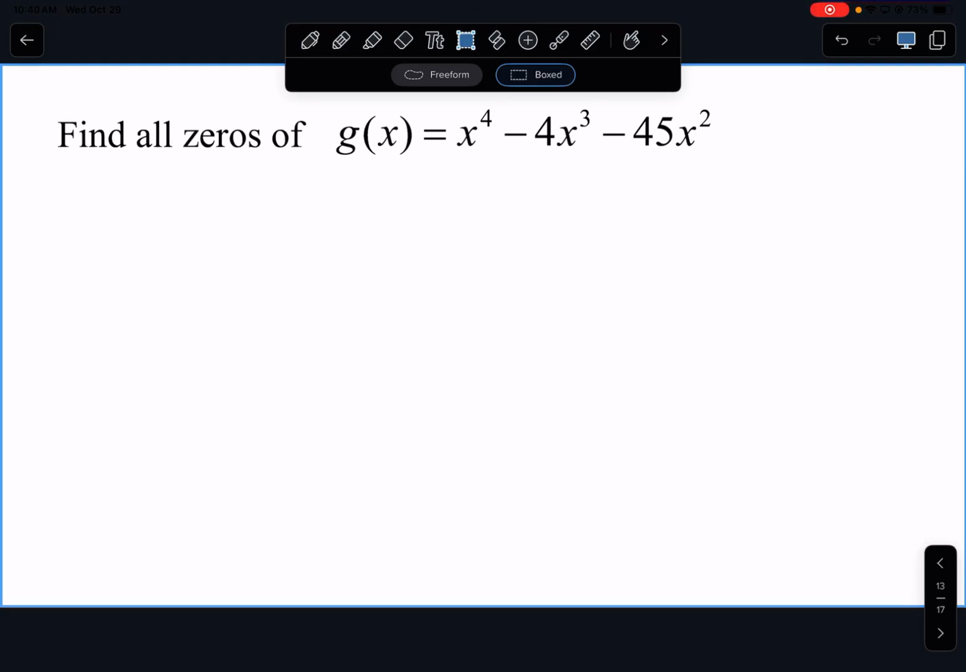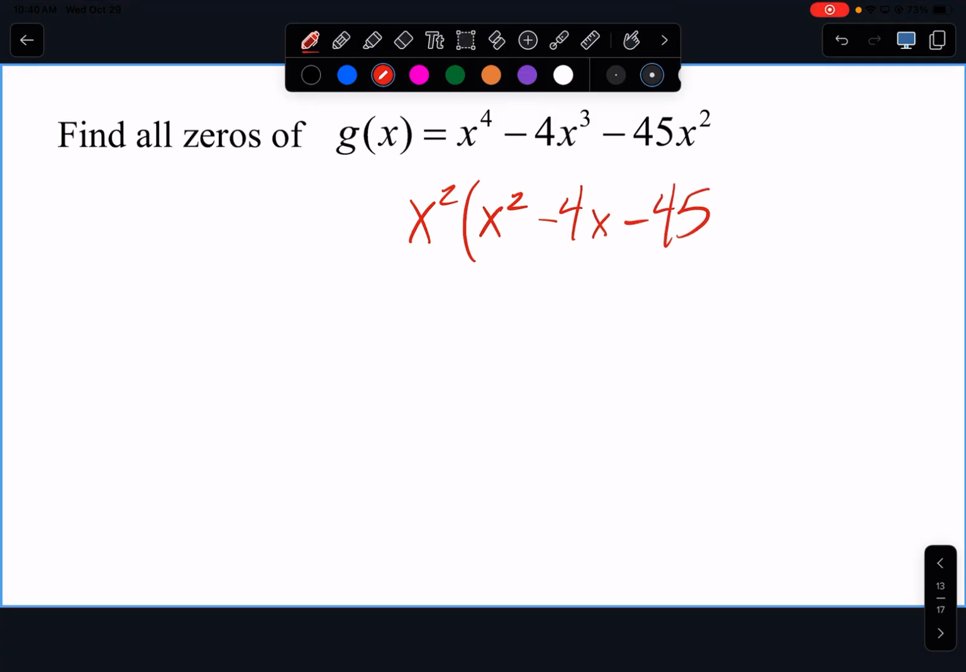Okay, this one has a step that we need to do before we get to our factoring. Well, I guess it's really part of factoring, but look at all of our terms there. X to the 4th minus 4x cubed minus 45x squared. Whoa, they all have something in common. What do they all have in common? X squared. So we need to factor out a common factor first. So x squared is going to go outside. That means inside is x squared minus 4x minus 45.